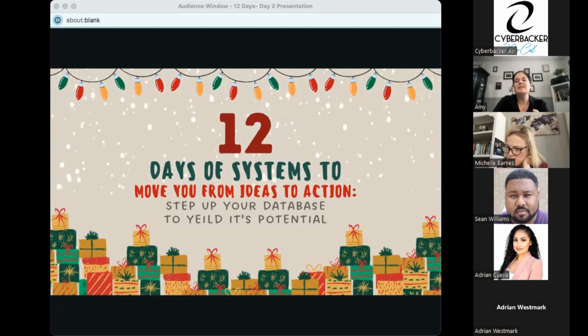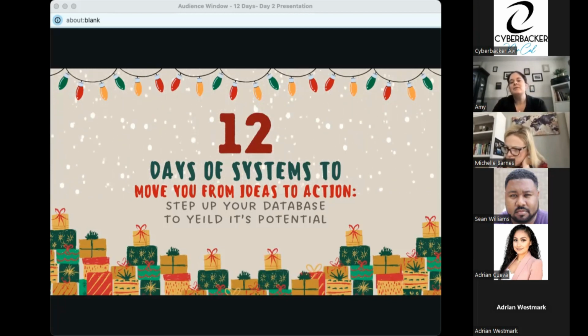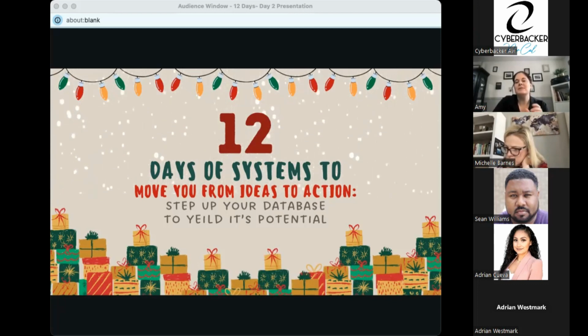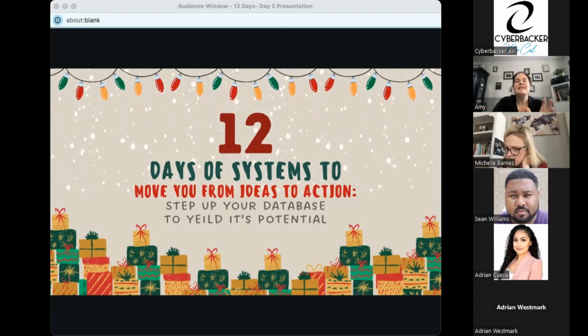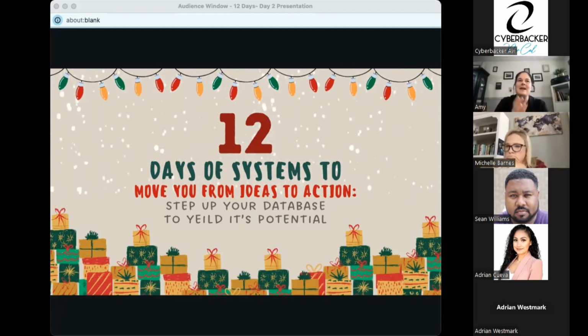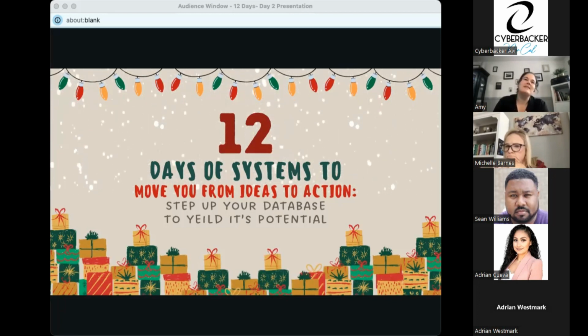Today, we're going to stack on top of yesterday's lesson to give you some tangible action items to help you step up your database and those interactions with your database to help it yield its potential. Let's get that 10% conversion ratio, right? That's really what we want. We want for every 10 contacts in that database for it to yield 1 transaction this year.